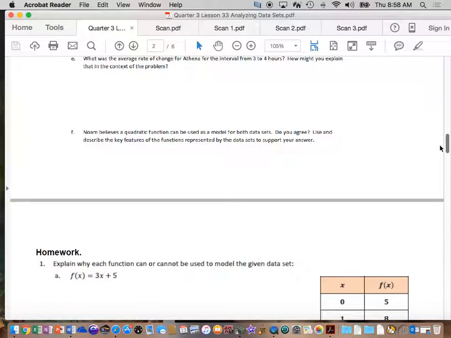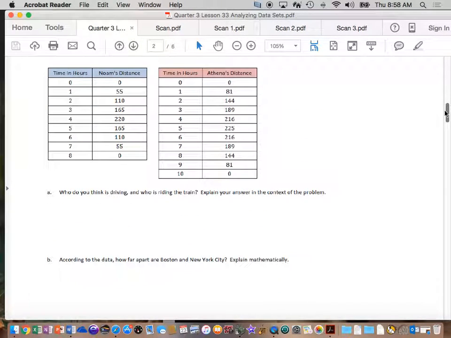Noam believes that a quadratic function can be used to model both sets. Can we use a quadratic for both? No. Why can't we use a quadratic for the first one? Because going up by is constant. It's a constant, right, exactly. It's not variable like a quadratic would be.